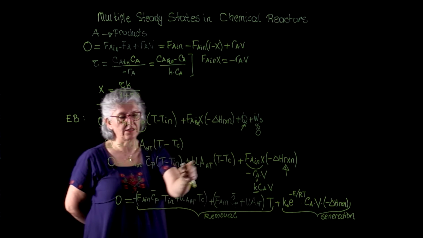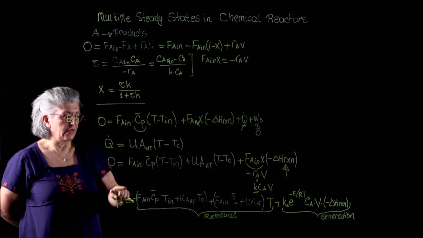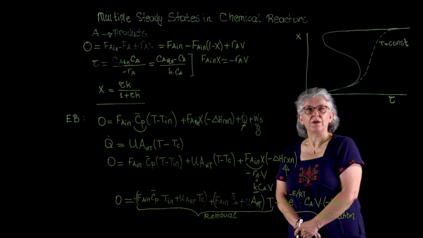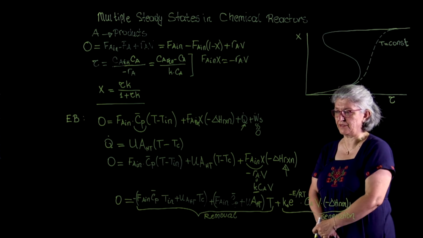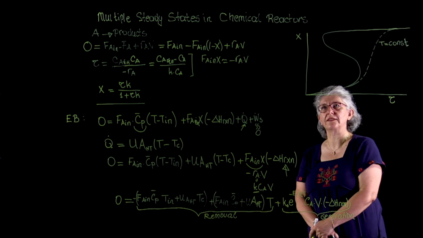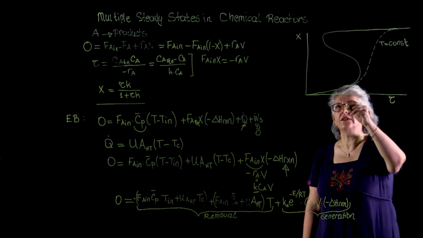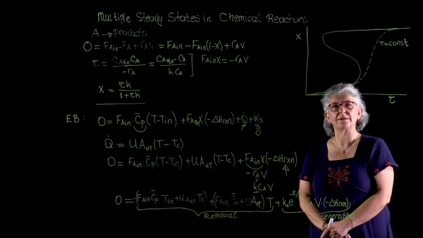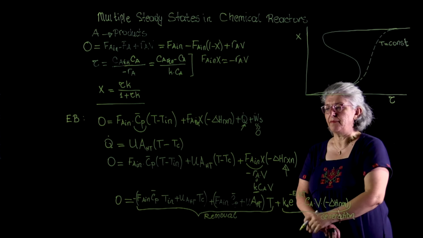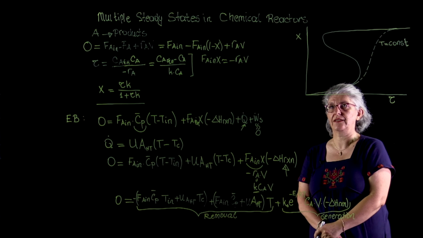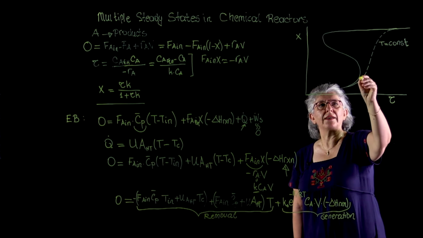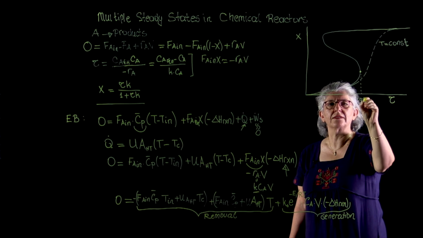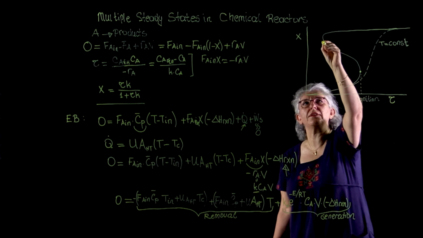Energy is generated through reaction and removed through either flow of fluids or through heat exchange. So we are going to discuss the reflection of the conservation of energy in the tau x diagram, the conversion as a function of the space-time at constant temperature is a well-behaved function, but this function can run away, that is the technical term, and exhibit ignition and extinction behavior.